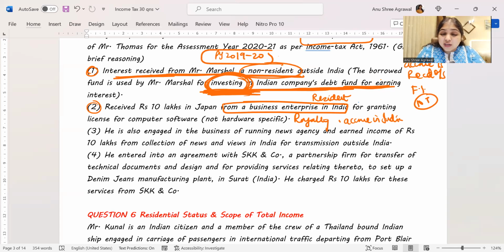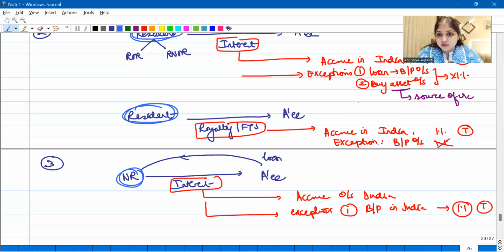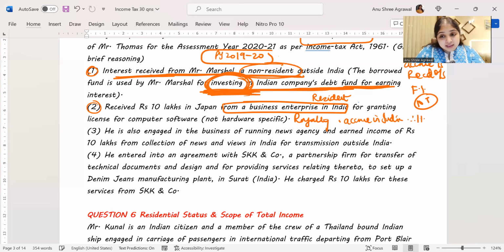Tell me, is the royalty relating to business or profession outside India? The question says received 10 lakhs in Japan for granting license for computer software. It does not say it is relating to business or profession outside India. So this exception is not going to apply. So accruing in India, therefore what will your answer be? Indian income, and therefore your answer will be taxable.